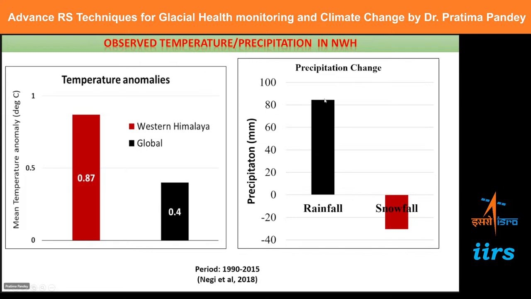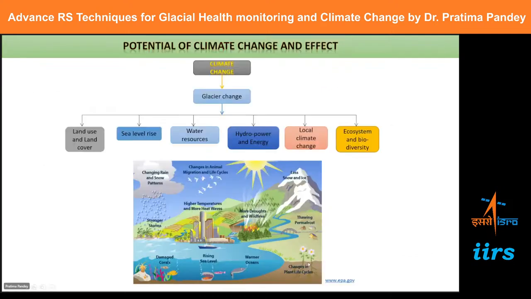And also, regarding precipitation, we are getting more rainfall. The precipitation in the form of rainfall is increasing, and the precipitation in the form of snowfall is decreasing. So because of the change in temperature, the precipitation is becoming more in the form of rainfall than snowfall. So we are getting less snow for our glaciers.